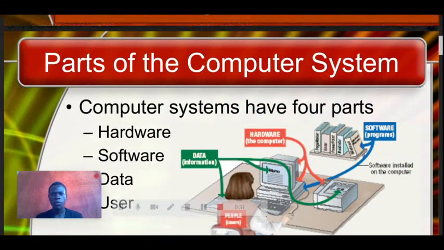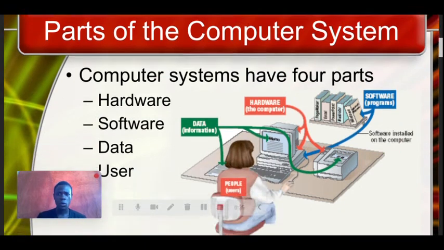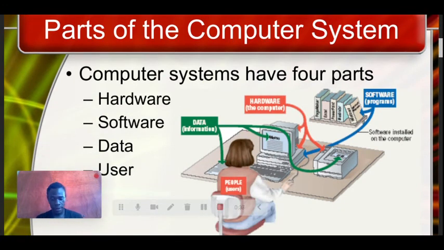So, class, we've got four parts of a computer. Number one, we've got the hardware. Number two, we've got the software. Number three, we've got data. Number four, we've got the user. So these are the four parts of a computer. So let's look at what a hardware is.